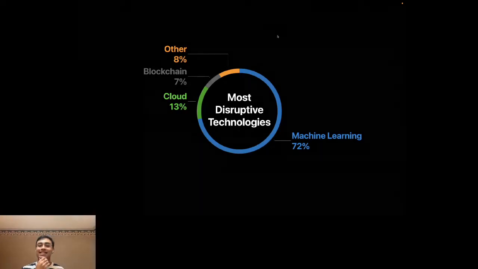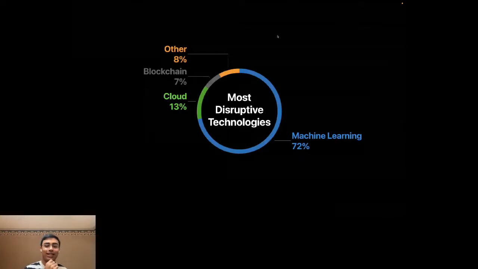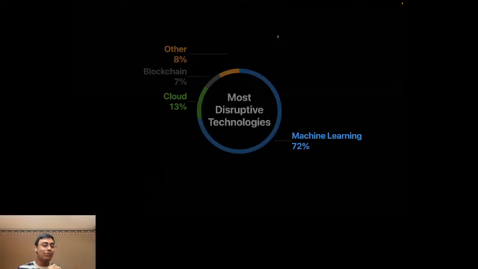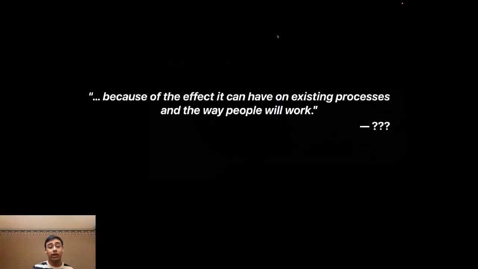And this really fascinates me, right? I wondered for a very long time, why is it that 72% of organizations believe machine learning is the most disruptive technology out there? And I think I came to a pretty interesting answer, and I want to share it with you today. Part one of this answer is the following quote, right?